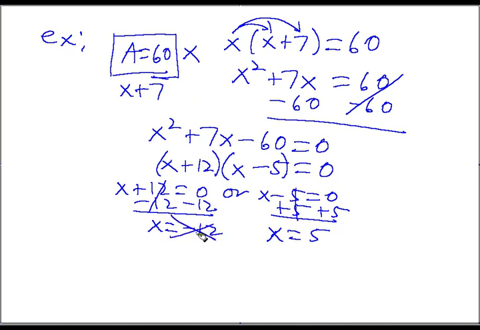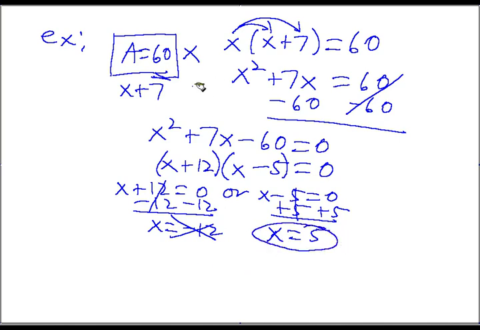Because why is this not valid? Normally it would be if I'm just solving this equation. However, I'm talking about x here, which is the width of this rectangle. The width of a rectangle cannot be negative. So therefore, negative 12 is not a valid answer. So therefore, the only answer is what?